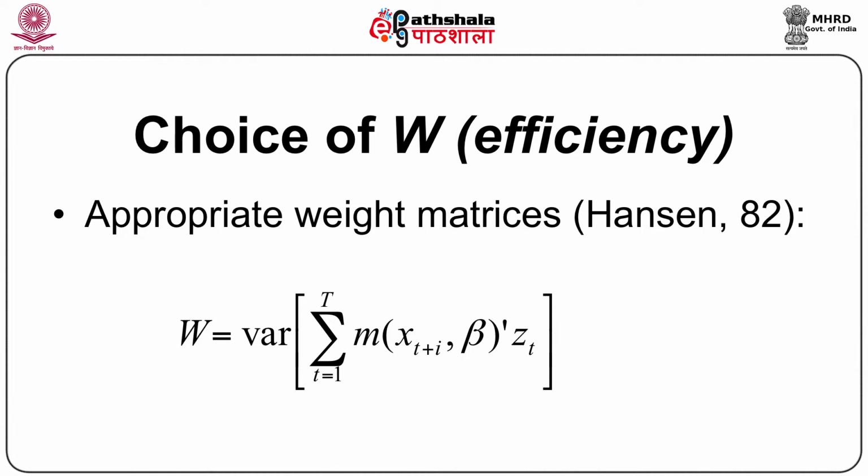Now, the appropriate weighing matrix according to Hansen will be W, which is basically the variance of the sum from 1 to T of m(x_{t+i}, beta) z_t. That is, you are taking the variance covariance matrix as a weighing matrix.